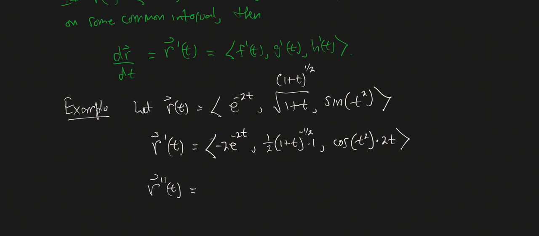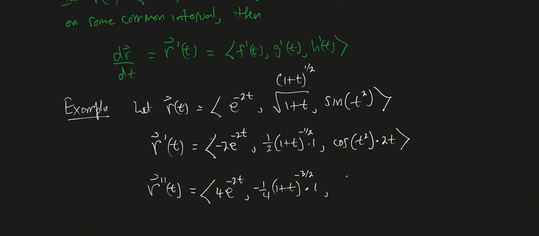So r double prime, that's equal to, let's see, a chain rule again, along with our constant multiple rule. This is going to give me 4e to the -2t. Differentiating the middle component again, so this is power and chain rule again, so -1/4 (1 plus t) to the -3/2 again times 1. Now here we need our product and chain rules, because even though in the first two components we just ended up multiplying by constants, now we're multiplying by 2t, which is another function.